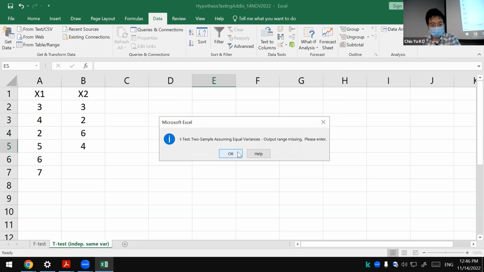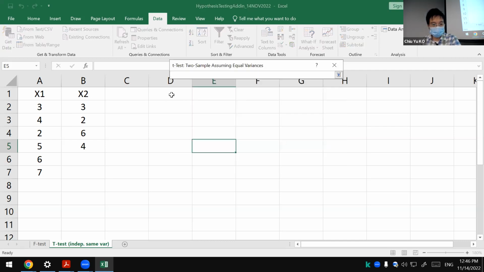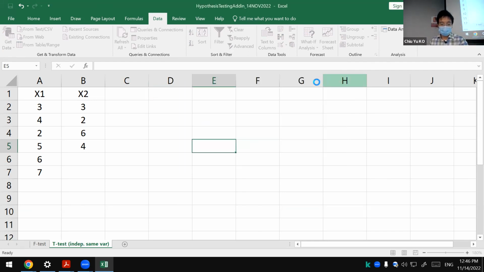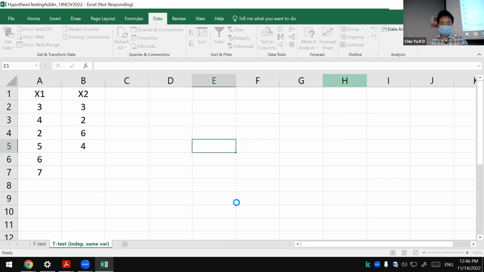Please, output is like here, D1. Once you input all these things, just tell it range A, range B, the 0, and the labels. Everything there, I think, is already in your notes. Click OK, and just wait a bit. It should come out.